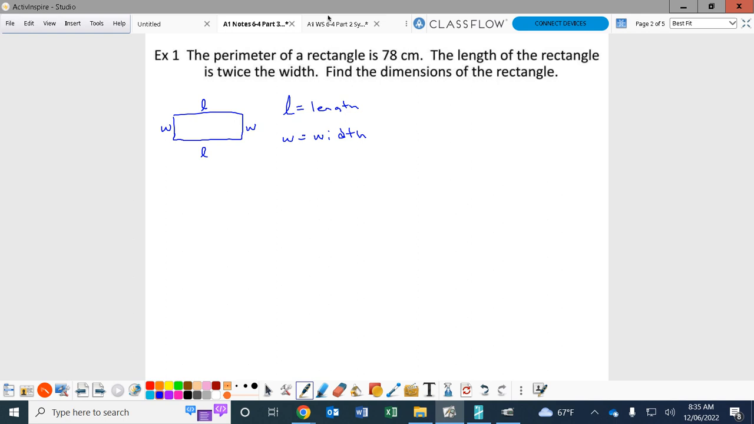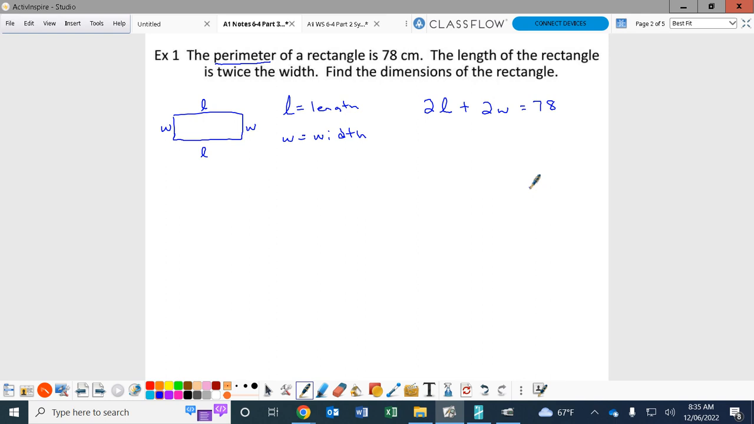The first thing we're going to talk about is perimeter. Guys, in a rectangle, how many lengths are there? Look at the picture, guys. How many L's? 2. So it's 2L plus how many widths? How many W's? 2. I'll post the video, so it'll be fine if you miss any of it. So 2L plus 2W is equal to, what does the perimeter say it's equal to? 78. Perfect. There we go.